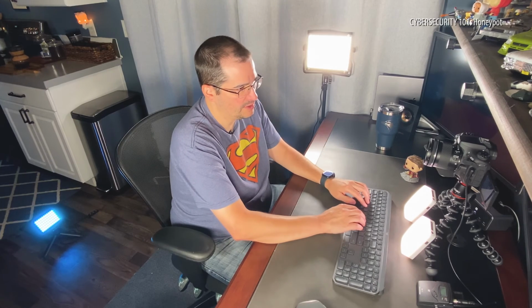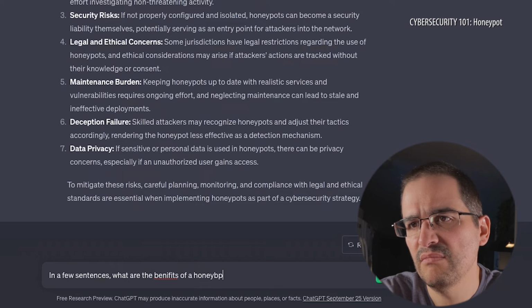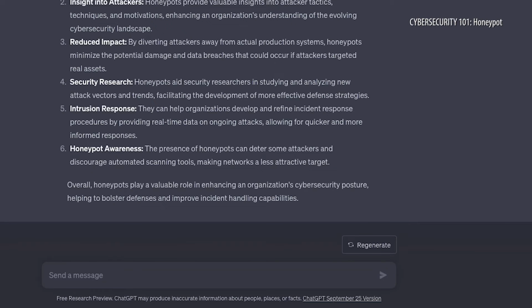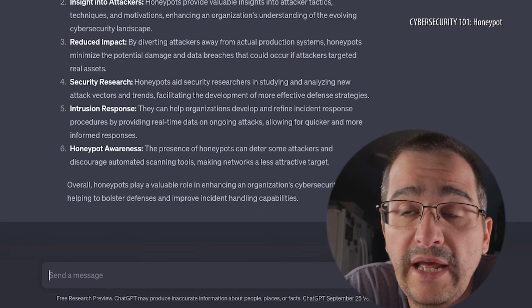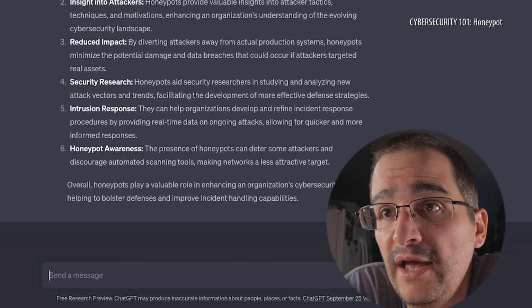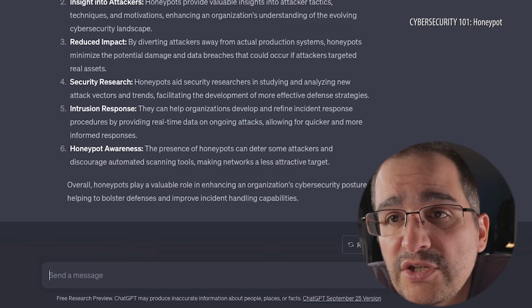Okay, let's see, what are the benefits of a honeypot? The benefits of a honeypot are threat detection, insight into attackers, reduce impact, so you're learning how to minimize the impact and the damage that the attackers have, security research, intrusion response, and then just honeypot awareness, the presence of honeypots. There you go. There's some benefits for having it.